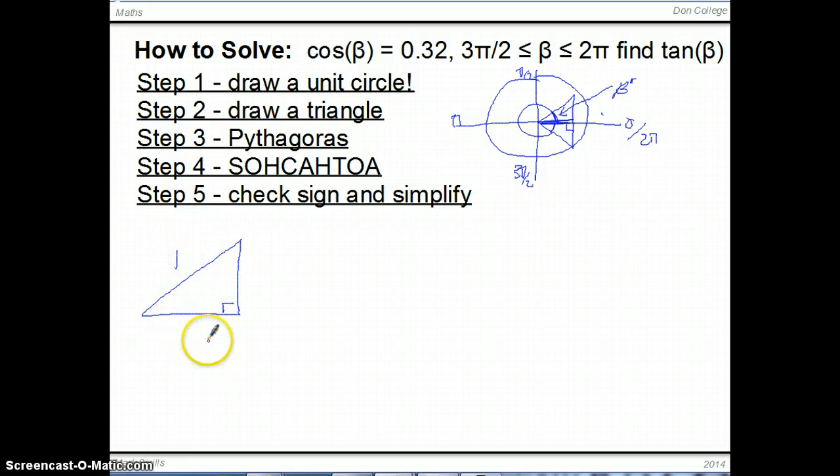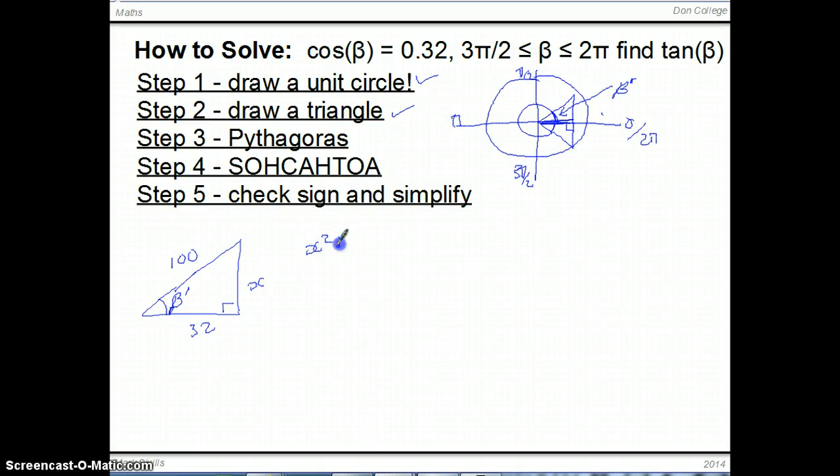Now, I could write it out as being 1, 0.32 and x, but I'm going to scale it up. So I'm going to deal with 32 and 100 instead. So that's the same ratio, it allows me to deal with whole numbers. So I've drawn my triangle. I've drawn my unit circle. I'm going to use Pythagoras now to find out this unknown side, because that will allow me to work out what tan of beta dash is, and then I can work out finally what tan of beta is.